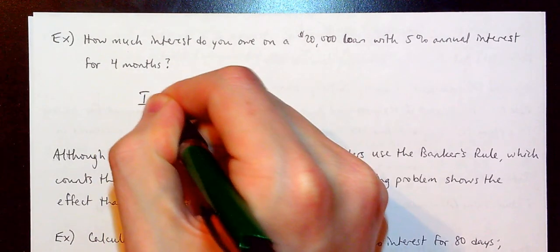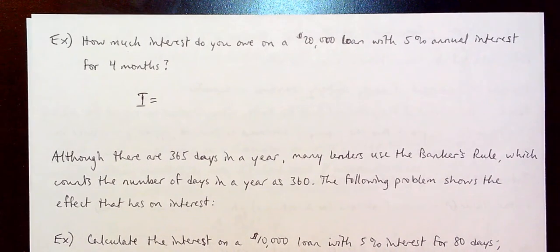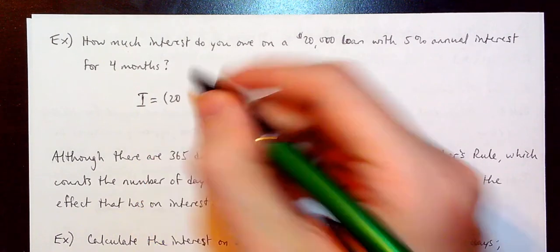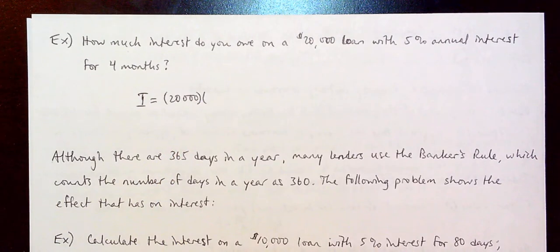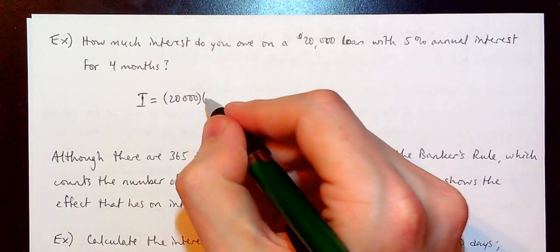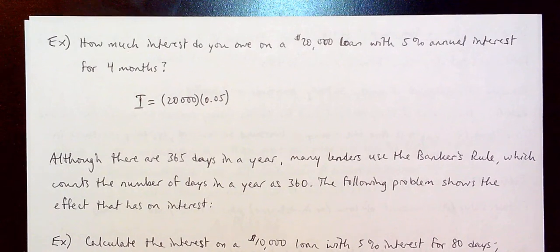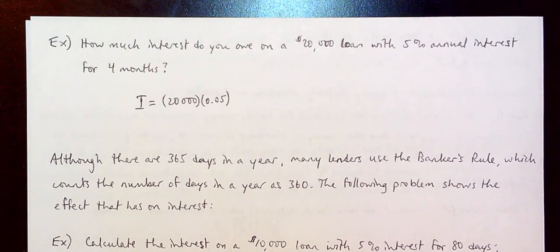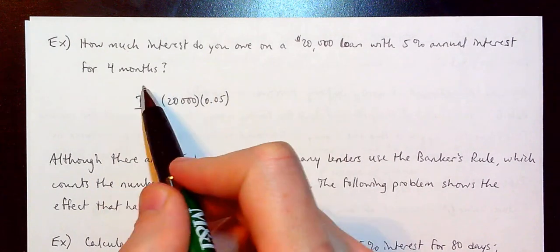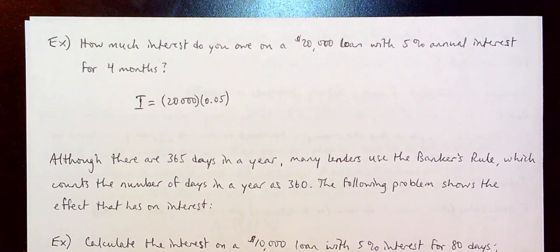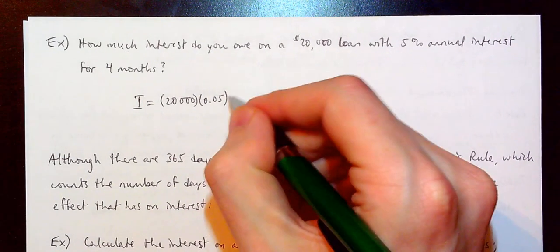Again, we're calculating interest. We know that I is equal to PRT, principal times rate times time. We know the principal, or the amount of our loan, is $20,000, times the rate, 5%, use it as a decimal, 0.05. And now time. Time we usually use in years, but this is saying 4 months. Well, what fraction of a year is 4 months? 12 months in a whole year, 4 over 12, or 1/3.